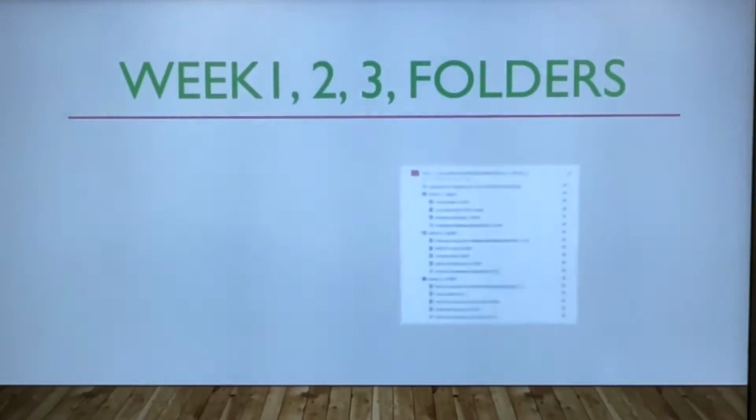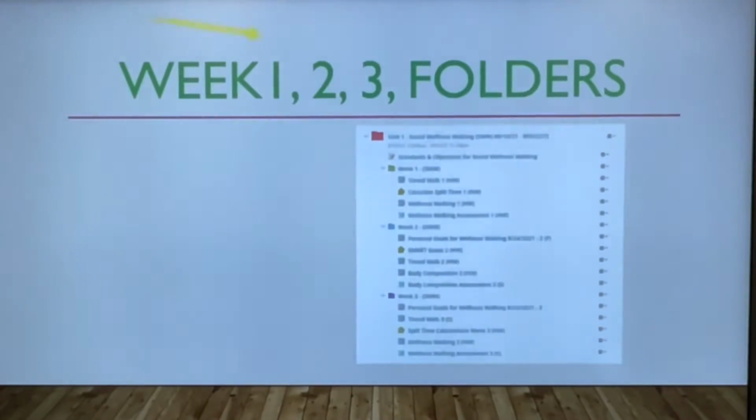Week 1, 2, and 3 folders are also housed under Unit 1, and each one includes the work for the week. In Week 1, we had Timed Walk 1, Calculate Split Time 1, Wellness Walking 1, and Wellness Walking Assessment 1. In Week 2, the students completed Personal Goals for Wellness Walking, SMART Goals, Time Walk 2, Body Composition 2, and Body Composition Assessment.